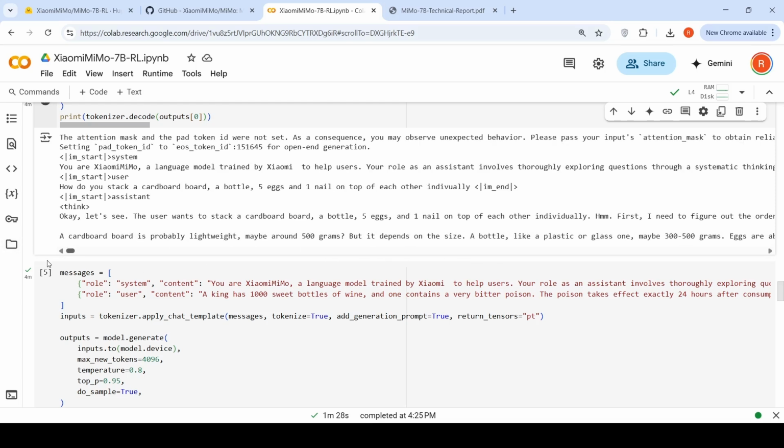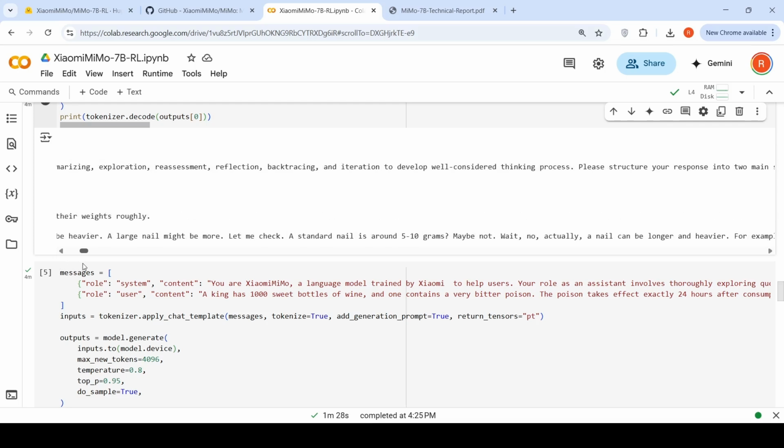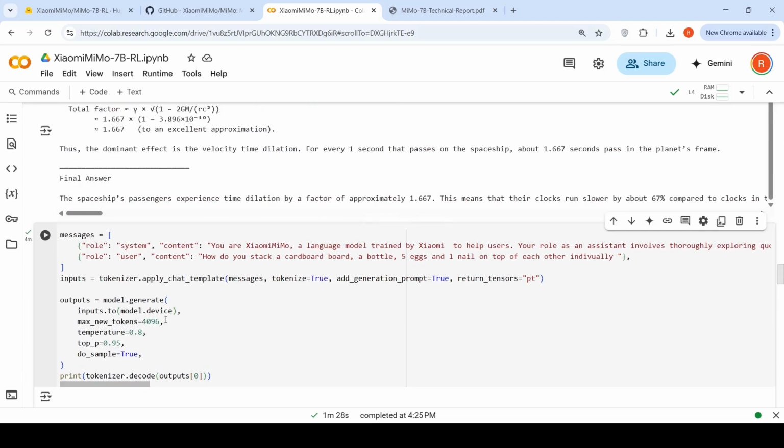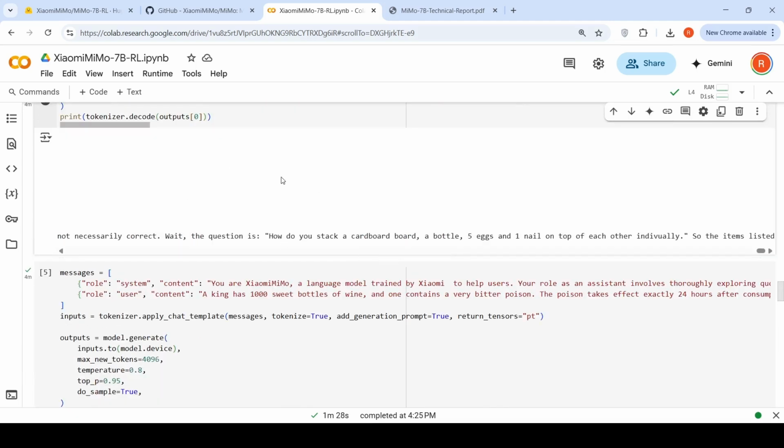The lightest weight is cardboard, probably around 500 grams. Then you have the egg and other things. So you start with the cardboard, it keeps going, and it doesn't give a solution. Okay. Maybe I need to increase the max new tokens, but then it keeps getting confused over here.